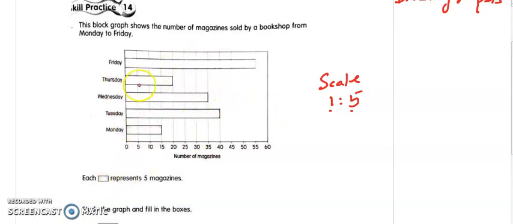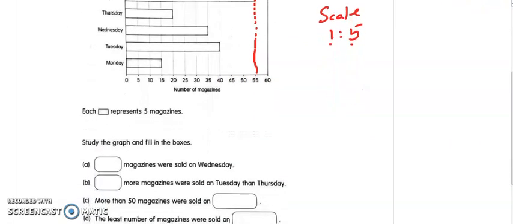So we have to study this block graph and answer certain questions. But before moving to the answers, just have a look at these blocks. Monday is ending at 15, Tuesday is ending at 40, Wednesday is ending at 35, Thursday is ending at 20, and Friday, the most number of magazines sold, is 55. If we draw the line straight from here, it is going to 55. So this is the basic information that we have about this block graph. Let's complete a few questions about it.